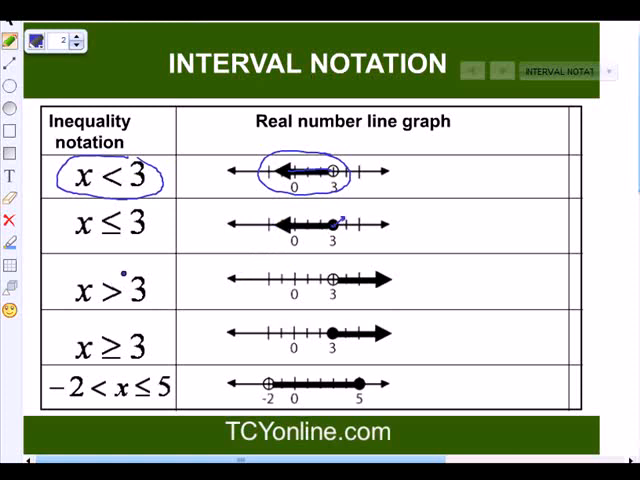Then we have x greater than 3. X greater than 3 means 3 is not included, but all those values which are greater than 3 are included. Similarly, for x greater than or equal to 3, we will have 3 as well as all those values which are more than 3. Now for x greater than negative 2 and less than or equal to 5, it will be all the points lying between negative 2 and 5, but not including negative 2 but including 5. The reason is because over here it is an equal sign also.